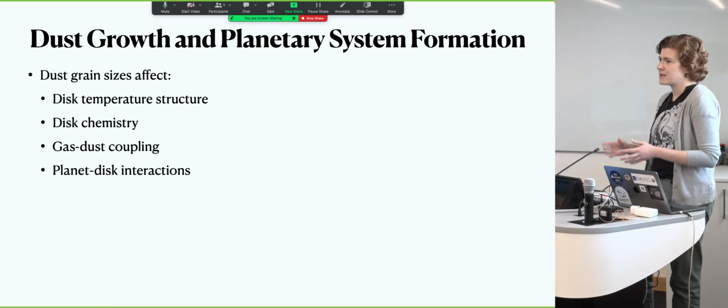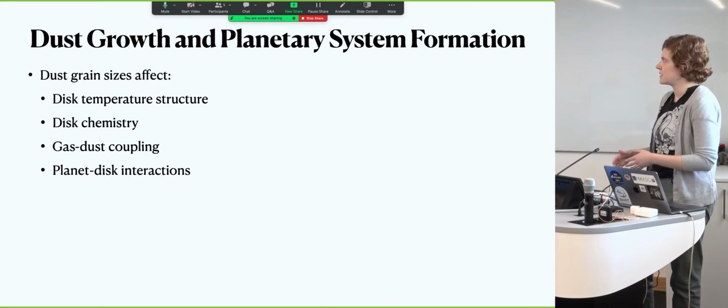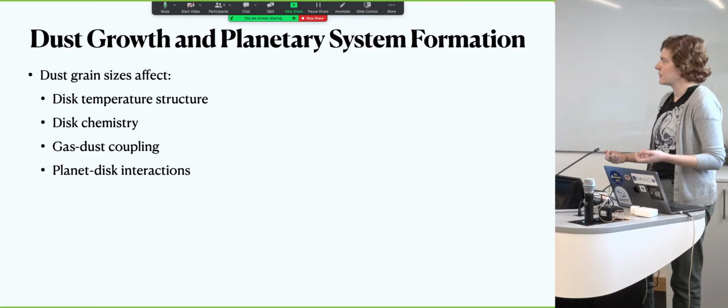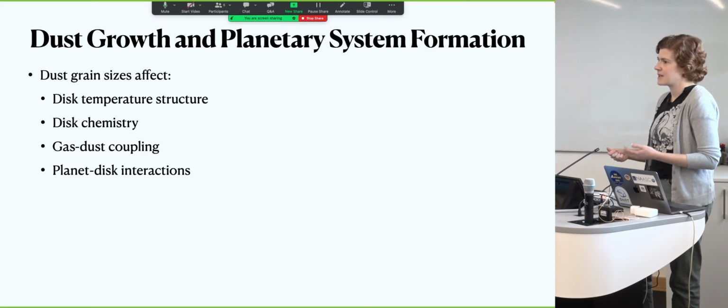Given that we have evidence that planet formation occurs rapidly, we of course want to find ways to investigate the sizes of dust grains in those disks. This is important because dust grain sizes affect what the temperature structure of the disk is going to be, and therefore affect the disk chemistry. They also affect the degree of dust-gas coupling, and they affect what planet-disk interactions are going to look like.